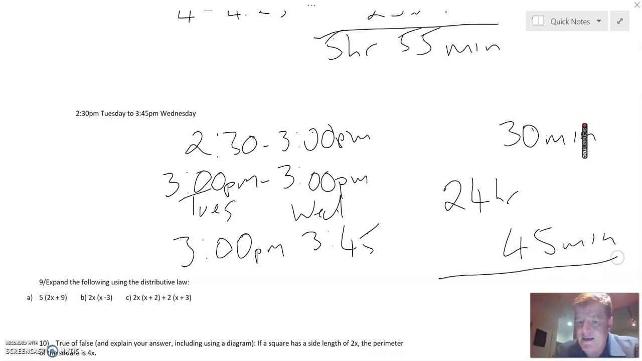So we add all these together, we're going to get 24 hours and 75 minutes. And the trick here, of course, is that 75 minutes is more than an hour. So we take the 60 minutes out and make it 25 hours and 15 minutes.